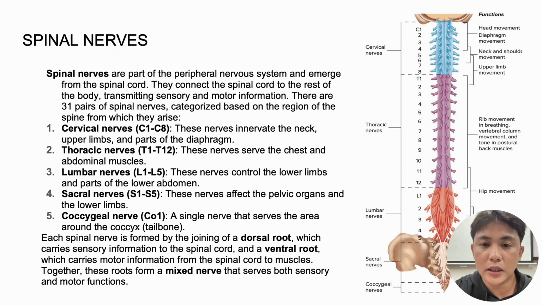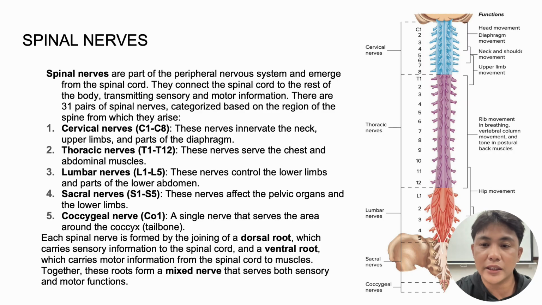Now, we'll focus on the spinal nerves, which are an essential part of the peripheral nervous system. They act as communication pathways between the central nervous system, the spinal cord and the brain, and the rest of the body. Their main role is to transmit sensory information from the body to the spinal cord and carry motor commands from the spinal cord to muscles and glands.